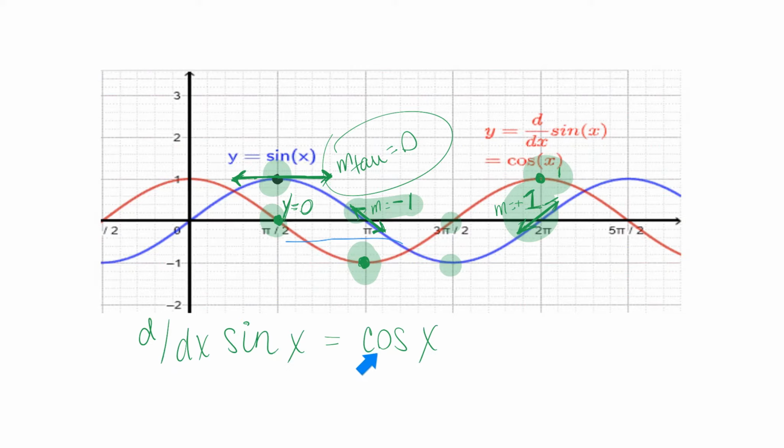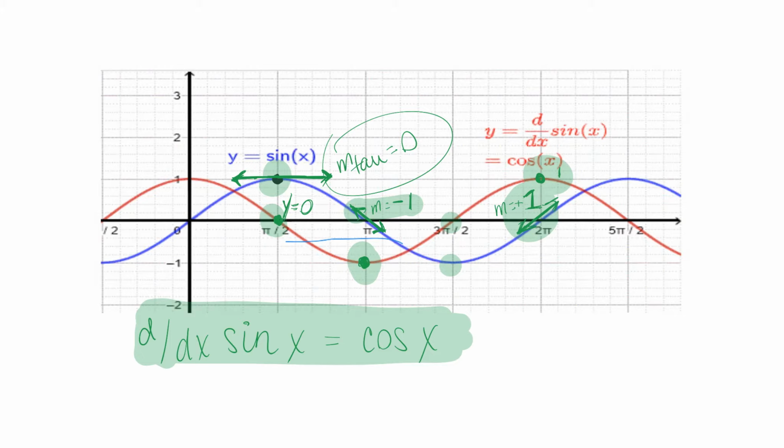The slope of sine is the value of cosine. So screenshot that, write that down somewhere. This is important. Here's our first one. The derivative of sine is cosine, and this is the correct notation on how to write that: d/dx sine x equals cosine x. You read that as the derivative of sine x equals cosine x.